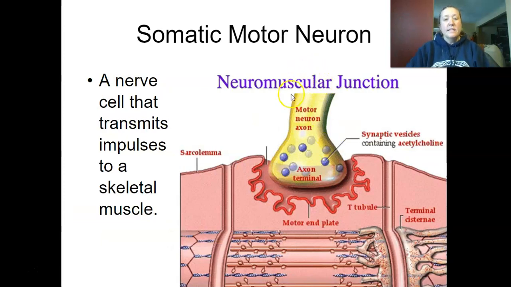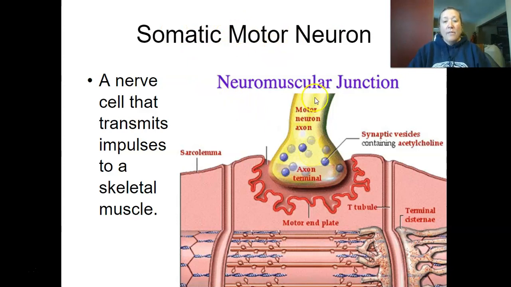All right, so this somatic motor neuron right here is a nerve cell. And remember I told you that muscle cells are voluntary. So somatic actually does mean voluntary control, motor means movement, neuron means nerve cell, okay? So it's a nerve cell that transmits impulses to a skeletal muscle. That word just kind of makes sense.